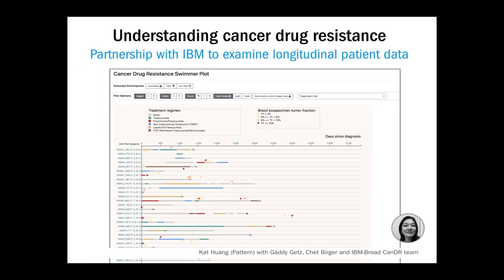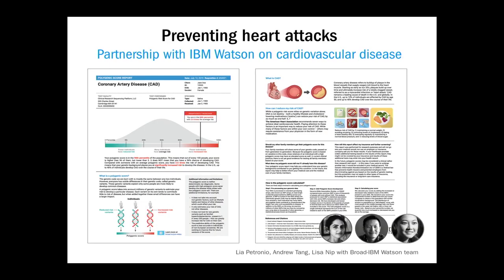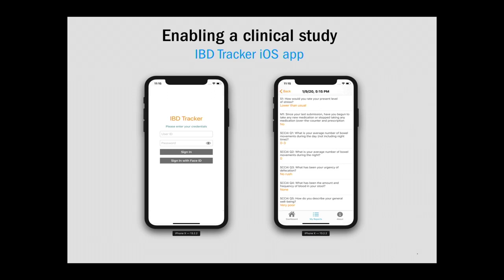We are also involved in industry partnerships. We have two currently that the team's involved in with IBM. One is on cancer drug resistance, where we're developing visualization tools to look at combination therapy and its impact on tumor fraction. We also have a collaboration with IBM Watson on cardiovascular disease and how to improve computation of the polygenic risk score as a predictor, and how to report that back to patients through clinics at the MGH, but also how Watson would do it for their work.